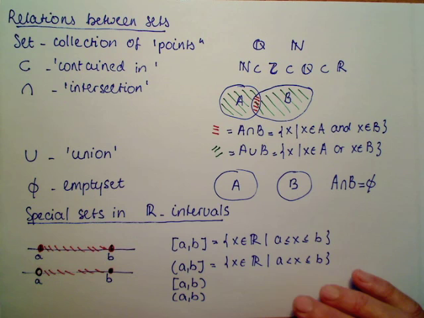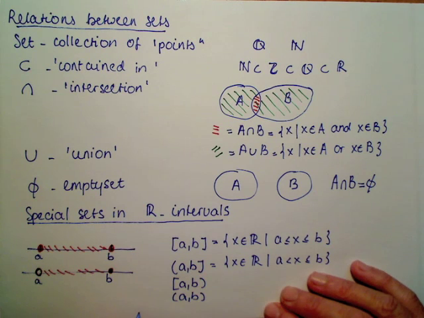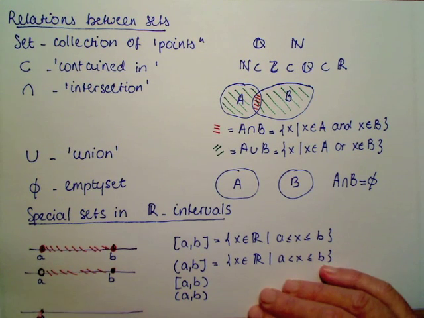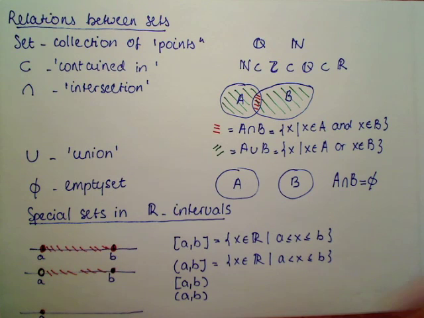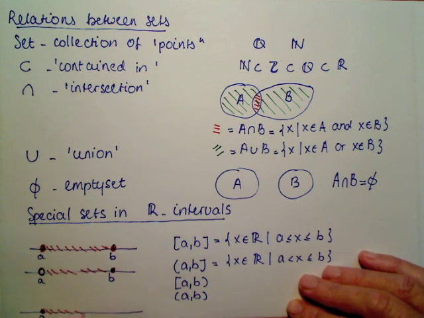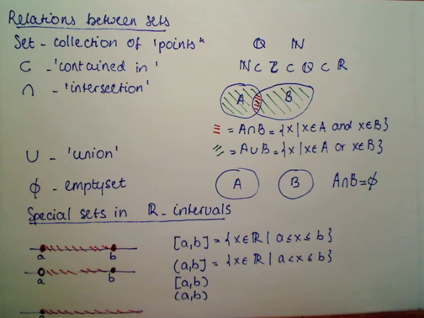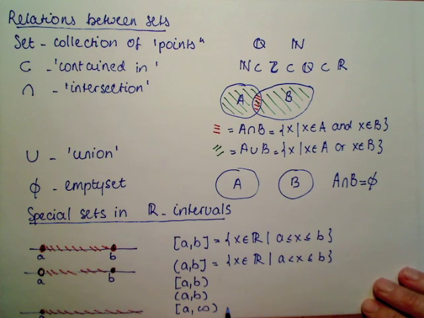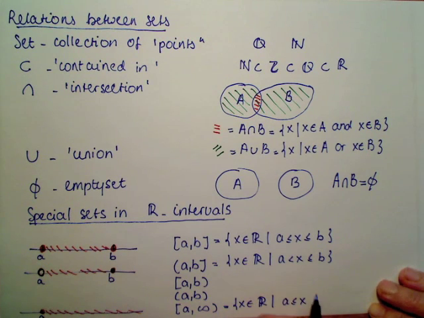Of course, an interval may not have two finite endpoints, so to speak. For instance, there can be a point A which belongs to the interval, but otherwise we take the whole set of real numbers larger than A, and such an interval is denoted by replacing the endpoint B by infinity and writing a round bracket. So we can formally describe this as the set of points x in R, where x is greater or equal to A.